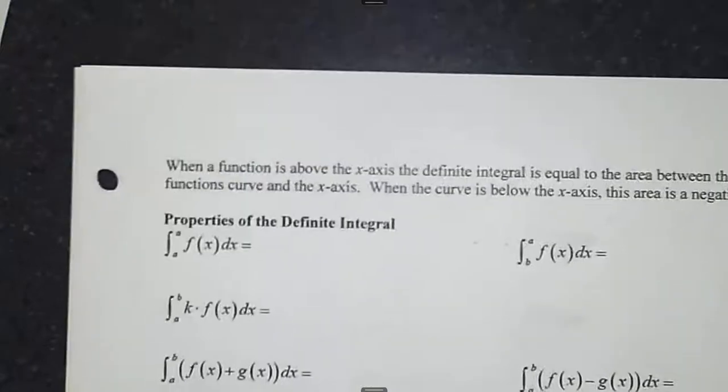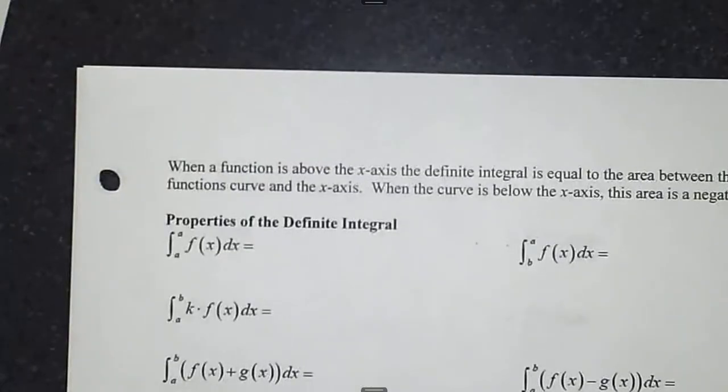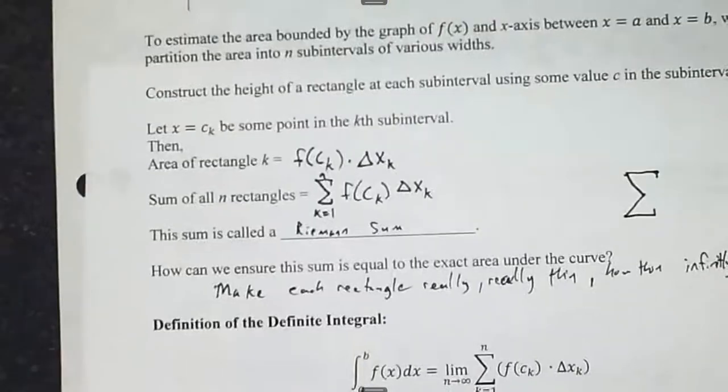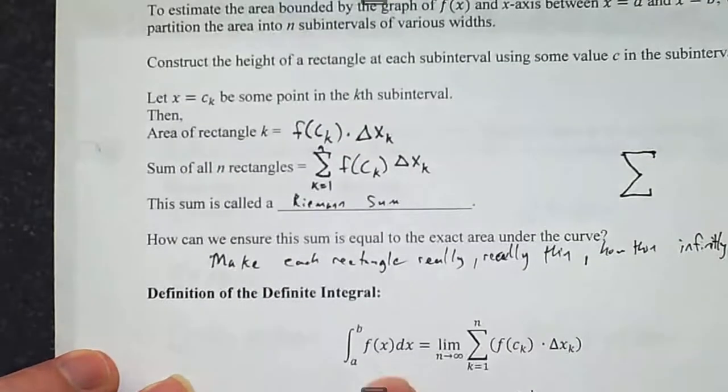All right. When a function is above the x-axis, the definite integral is equal to the area between the function's curve and the x-axis. That's what it is. The definite integral, when the curve is above the x-axis, is simply the area enclosed by that curve. But when the curve is below the x-axis, the area is a negative value. And that's because, remember our definition, it's got f of x in it. And if f of x is a negative number, this will be a negative value.